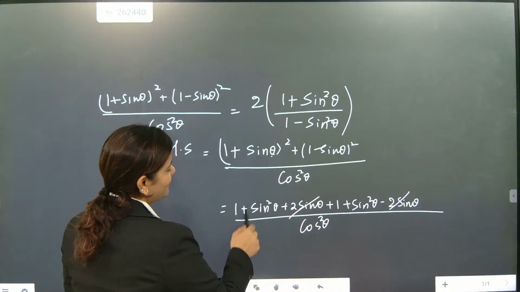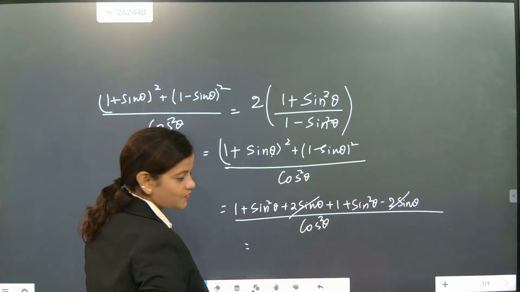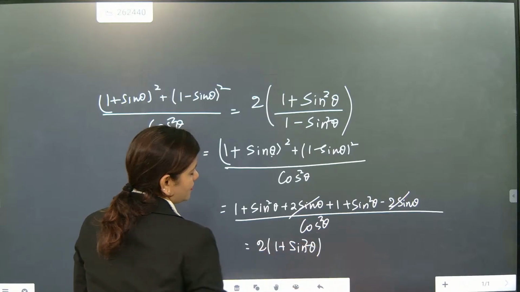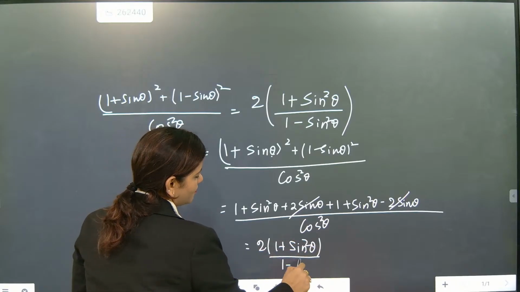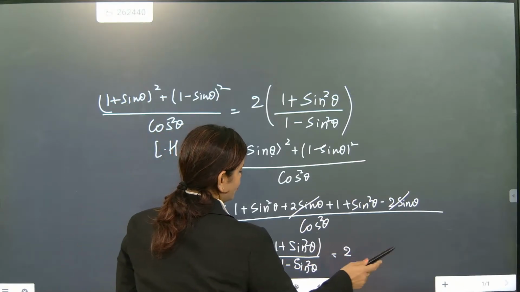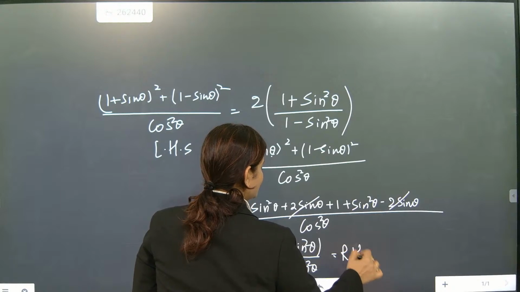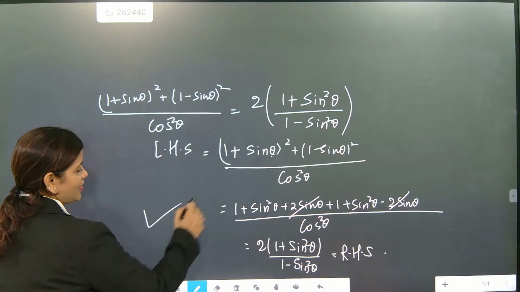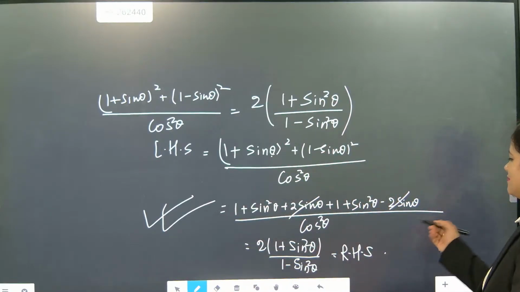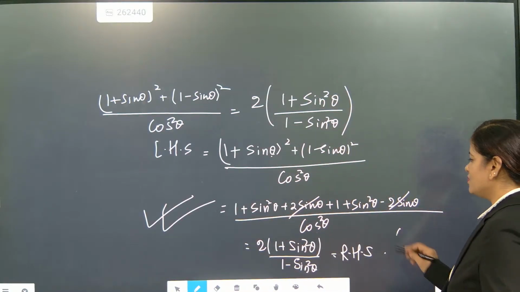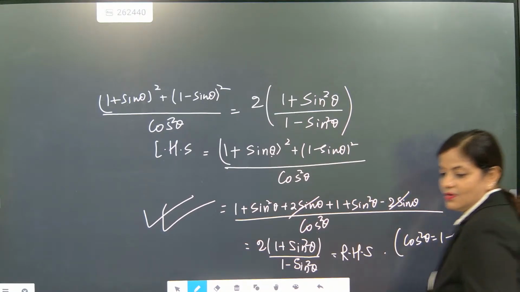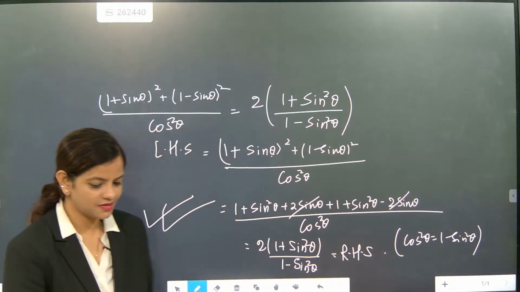We are going to write from here. A plus B whole square, A minus B whole square. Now it is coming to take common. It is coming as 1 plus sine square theta. And here cos square theta will become 1 minus sine square theta, because we know that cos square theta equals 1 minus sine square theta. So 2, and that is equal to RHS. Only one step I wrote. Nothing else.